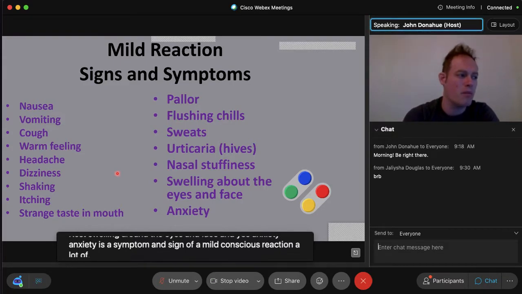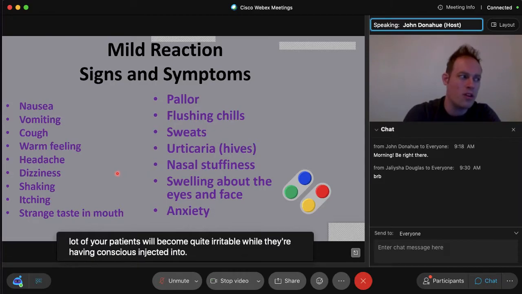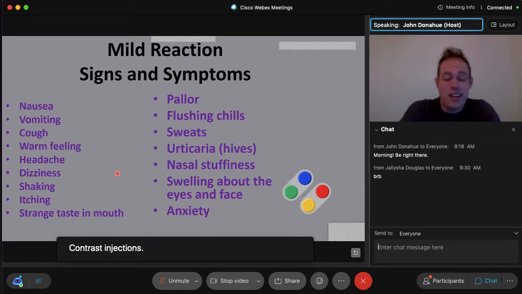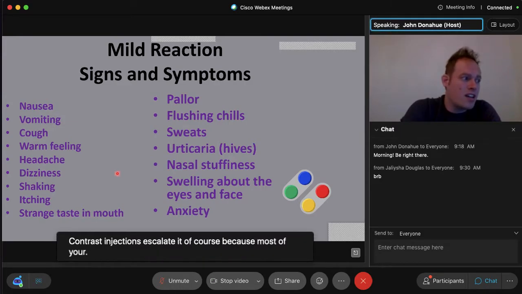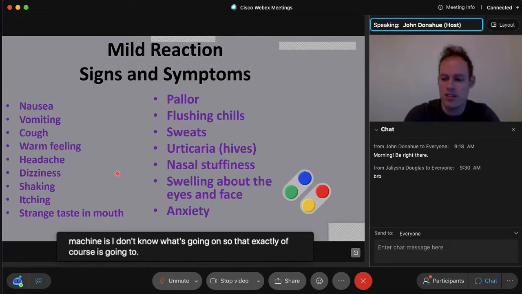A lot of your patients will become quite irritable while they're having contrast injected into them. That is a real reaction. It's not because they're being grumpy or mean. That's a very common reaction to contrast injections. Escalated, of course, because most of your patients are sick, they're nervous, they don't know what this big machine is, they don't know what's going on. So that anxiety is going to get even worse.